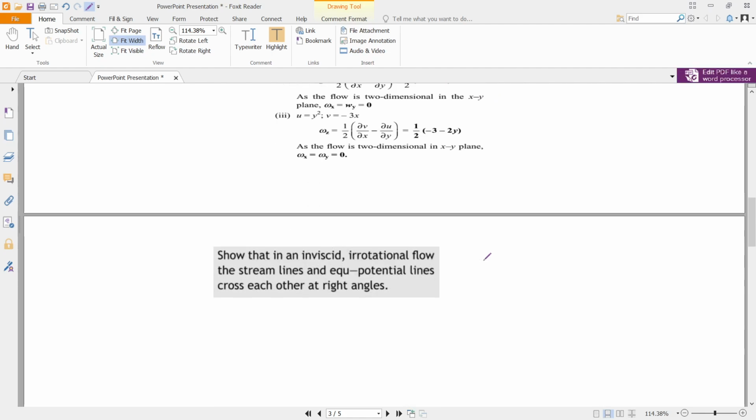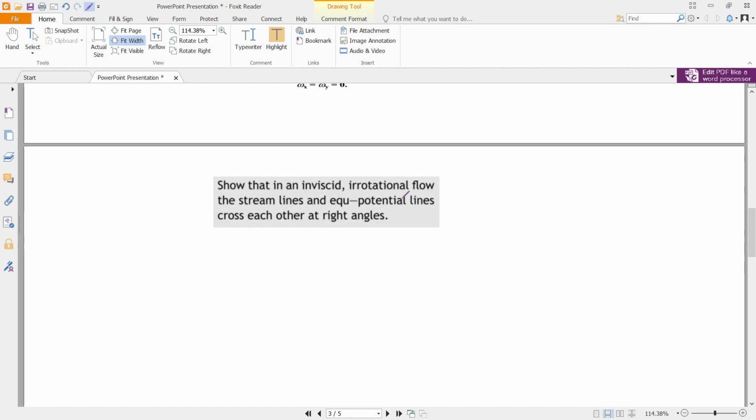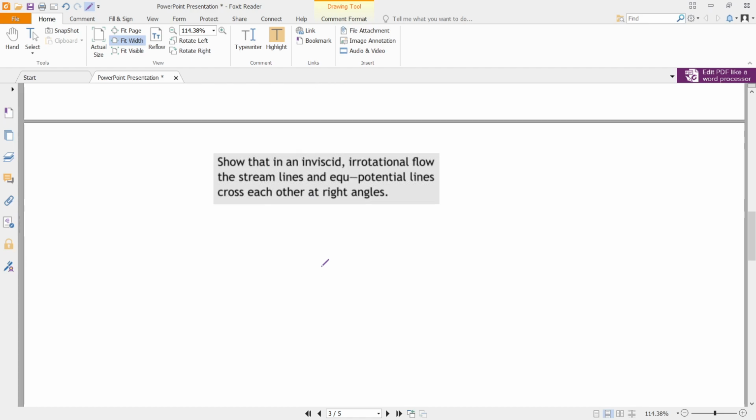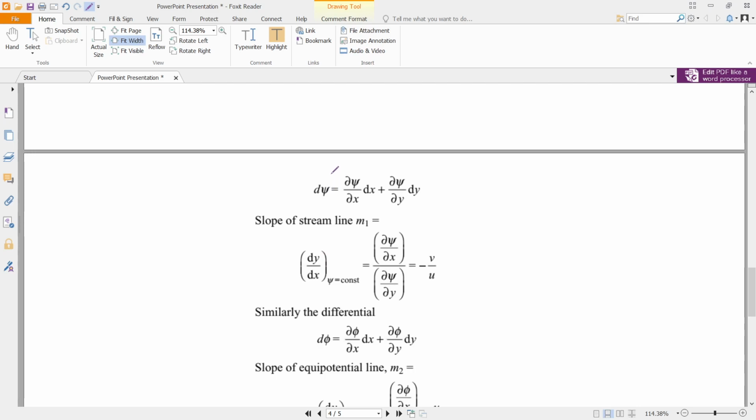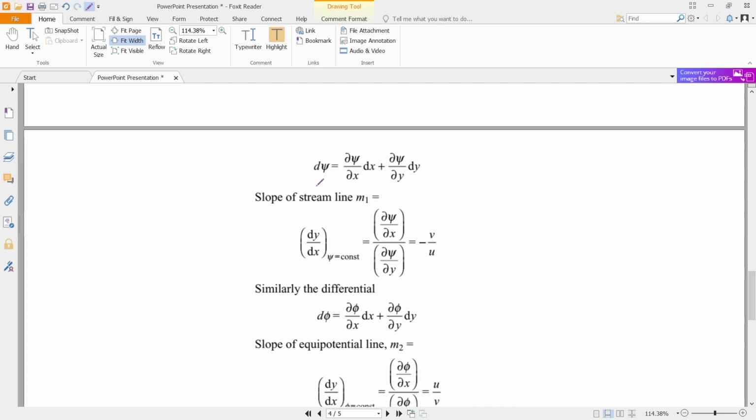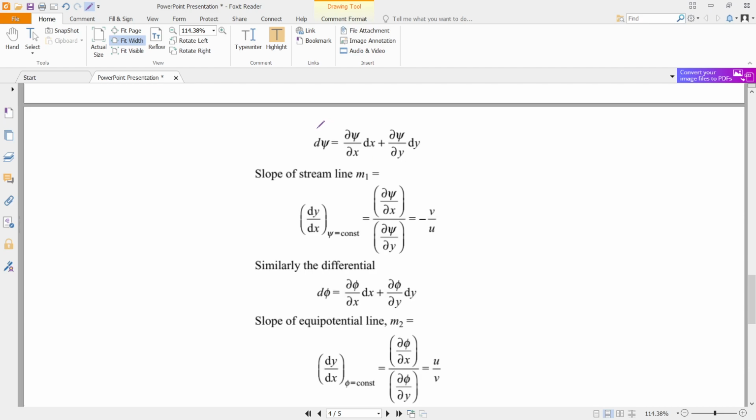Then, show that in an inviscid irrotational flow, the streamlines and equipotential lines cross each other at right angles. Now, this is a very important problem. For a streamline, the stream function psi along that streamline is constant. Now, d psi can be written as del psi del x dx plus del psi del y dy. The slope of this streamline, dy by dx for a constant psi, is minus del psi by del x over del psi by del y. From the basic definition, it is minus v by u.